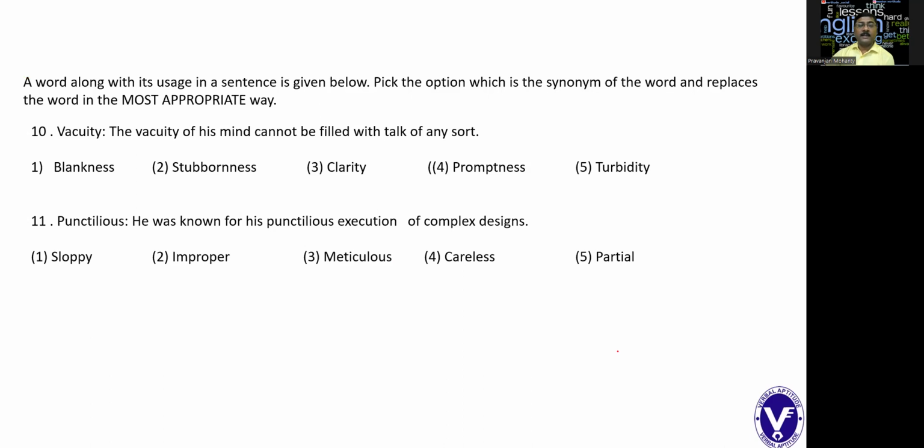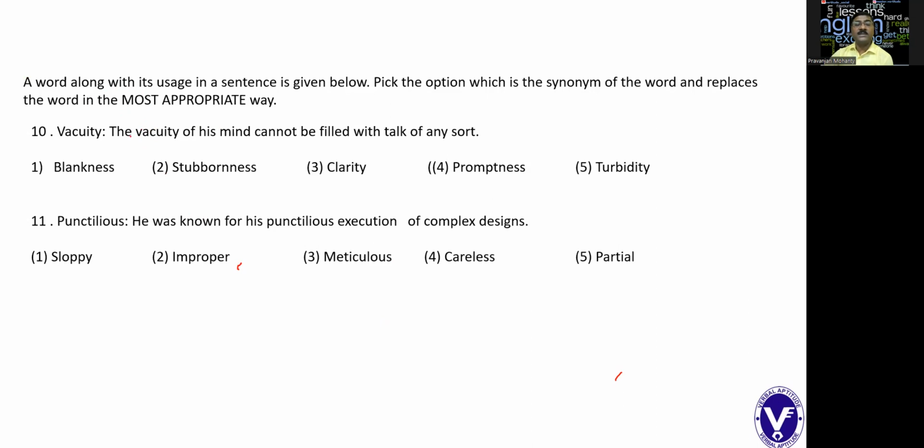Okay. The next one. A word along with its usage in a sentence is given below. Pick the option which is the synonym of the word and replaces the word in the most appropriate way. Vacuity. The vacuity of his mind cannot be filled with talk of any sort.